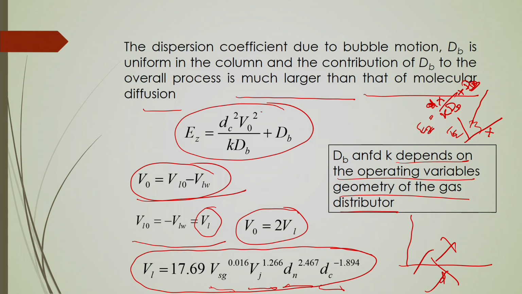Once you know k and dB, you can say what the velocity distribution should be and what the dispersion coefficient of bubble motion would be. If you know the dispersion coefficient of bubble motion, you can predict the axial dispersion coefficient of the liquid inside the column. So this is how, based on the bubble movement, you can analyze the axial dispersion coefficient of the liquid inside the column.